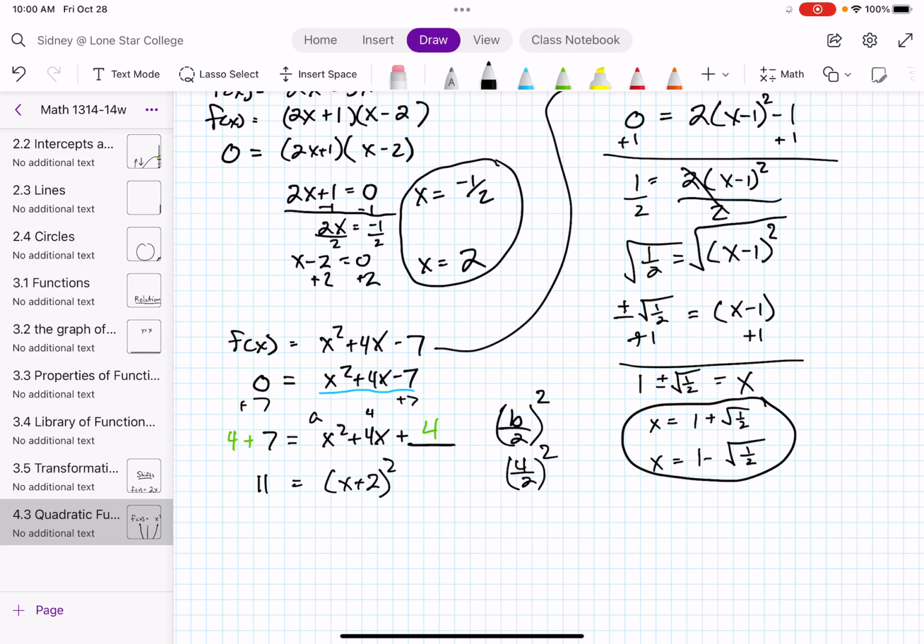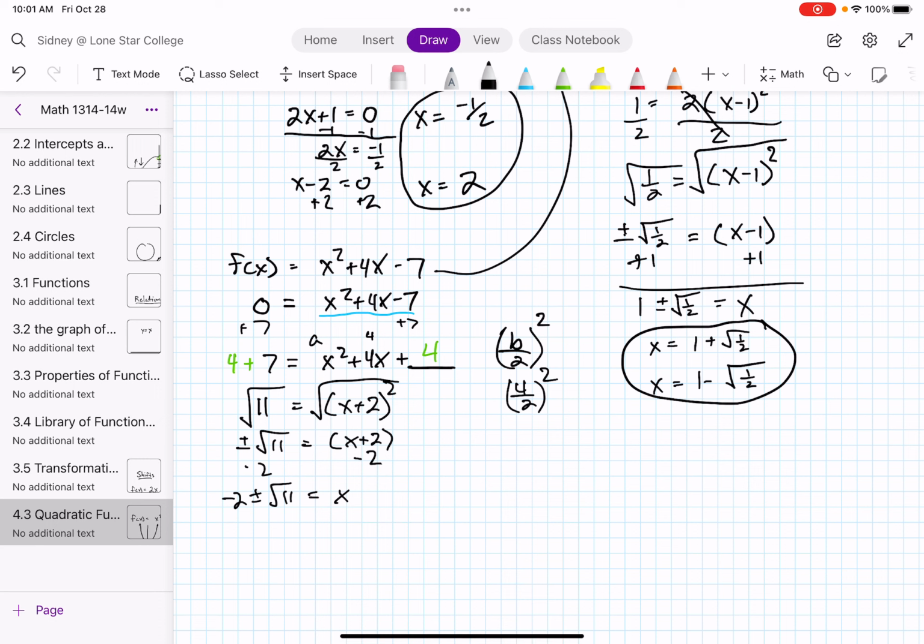Now we can finish this off by taking the square root of both sides, and that brings me to x plus 2 equals plus or minus the square root of 11. That's an irrational number, super ugly, it's just the square root of 11. We finish this problem by subtracting 2 from both sides, and x equals negative 2 plus or minus the square root of 11. So the two x-intercepts, the two places where this parabola crosses the x-axis, one of them would be negative 2 plus the square root of 11, and the other one would be negative 2 minus the square root of 11.